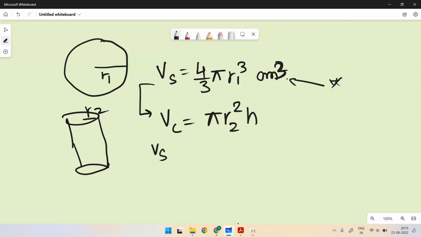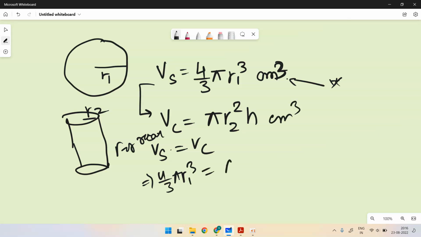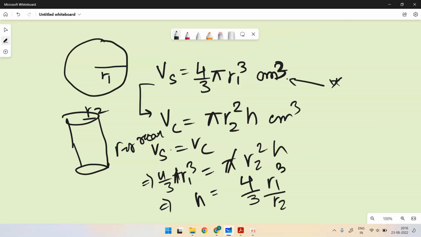So for recasting, Vs equal to Vc implies that 4 by 3 pi r1 cube equal to pi r2 square H. Pi to pi get cancelled. We have to find H, so H will be 4 by 3 r1 cube by r2 square. Solve this to get the answer.